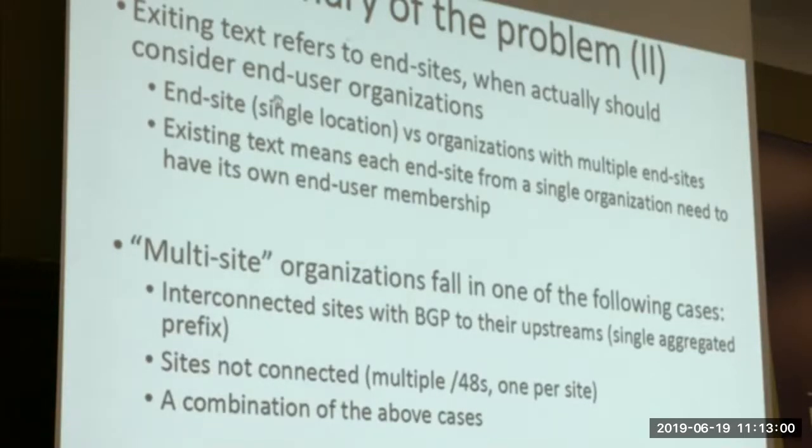The other thing that we noticed in the process is that the existing policy text refers only to end sites, and there's some conflation of end site with end user organization, and we tried to bring some clarity to that. There are multi-site organizations. They're going to fall into one of three cases generally. They're either going to have internet-connected sites with BGP to their upstreams where they're operating from within a single aggregate of multiple /48s to advertise that to their upstreams, or they may be not connected and they'll have multiple individual /48s advertised from each site. And then there are, of course, a bunch of hybrid possibilities between those two cases.